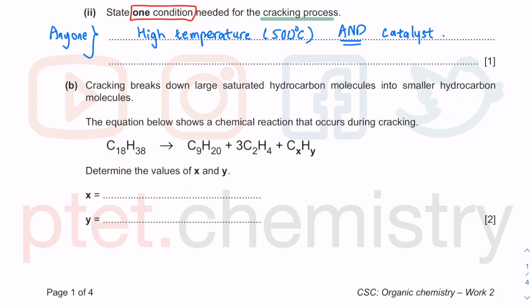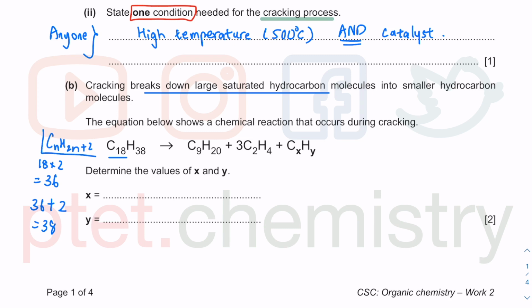Cracking involves breaking down long chain hydrocarbons. You could see 18 carbon there. This is CnH2n+2, because 18 times 2 gives me 36, 36 plus 2 gives me 38 there. So this one is plus, whereas previously it was multiply. This is CnH2n+2. This is the general formula for the alkanes family.